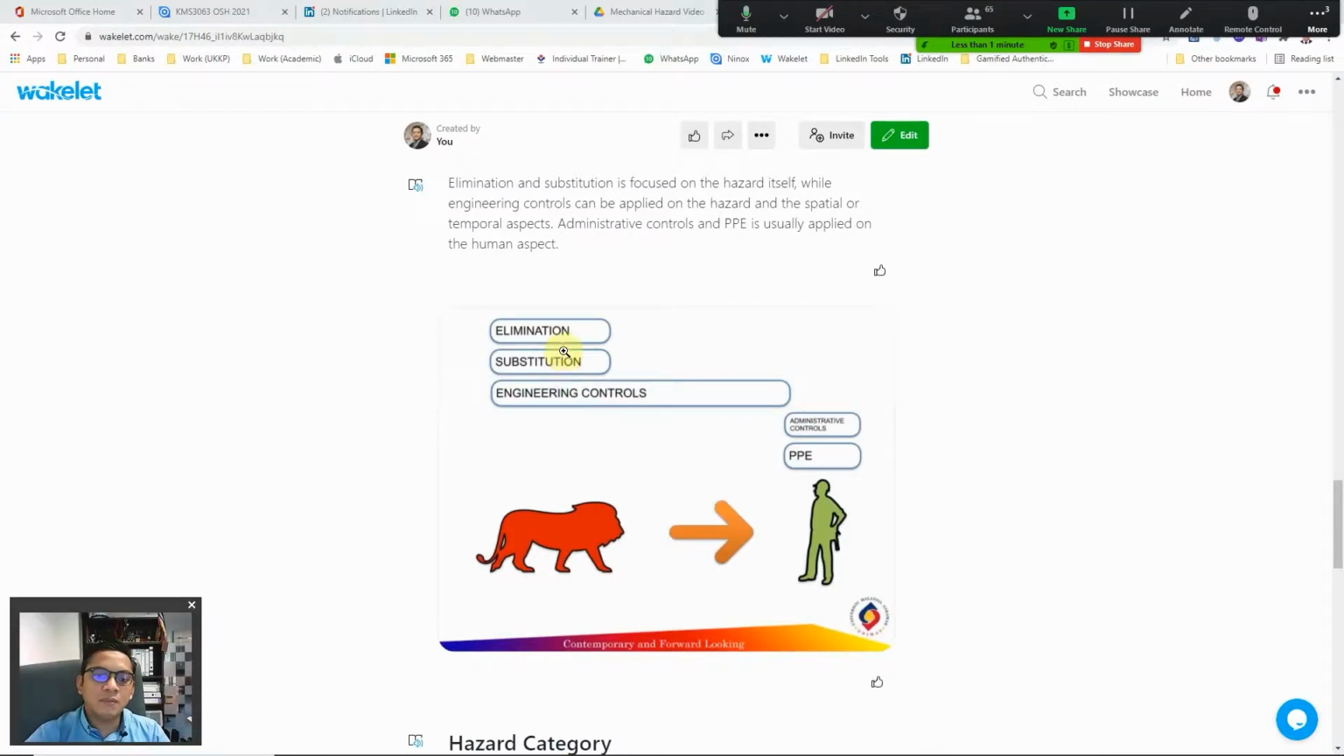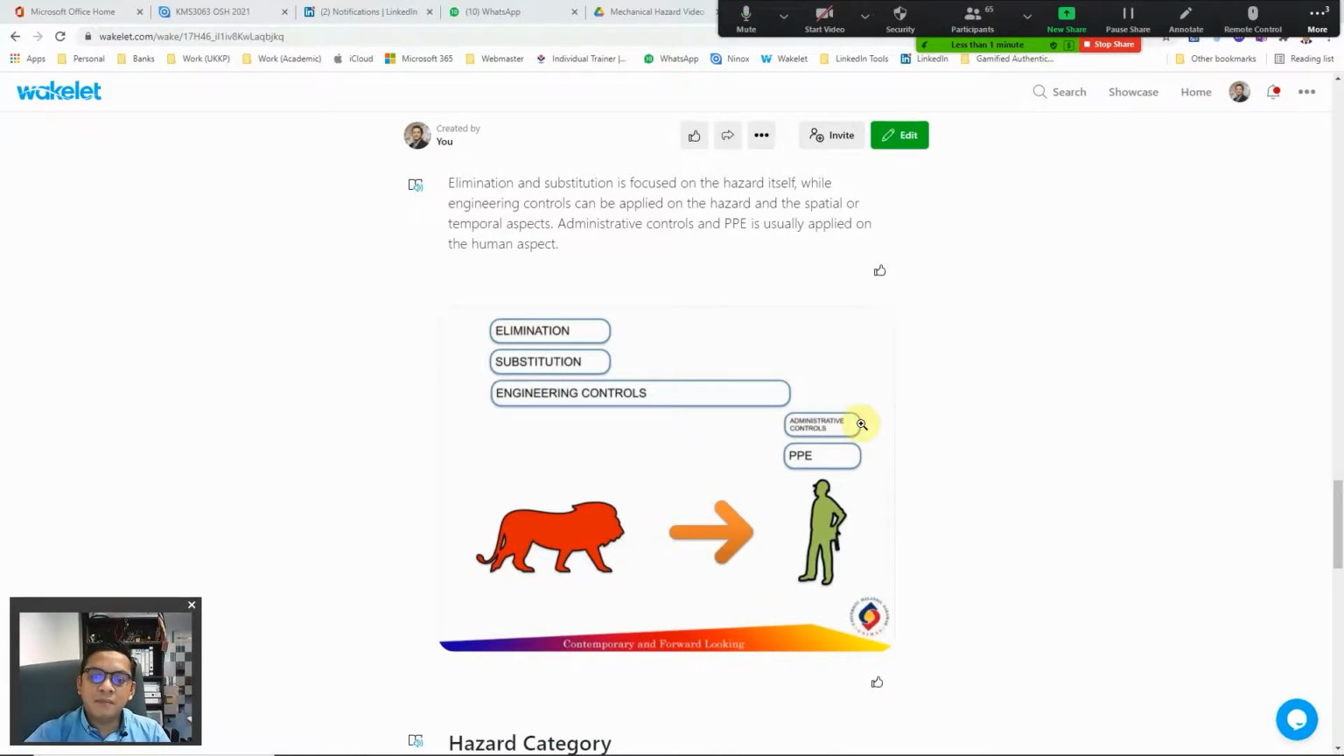Okay, so the elimination, the substitution is focusing on the hazard, not the people that you want to protect. Don't eliminate the people. So if you choose to eliminate, focus on the hazard. If you choose to substitute, focus on the hazard. If you choose engineering control, it can be on the hazard, or it can be the space where the hazard can travel to meet the people.